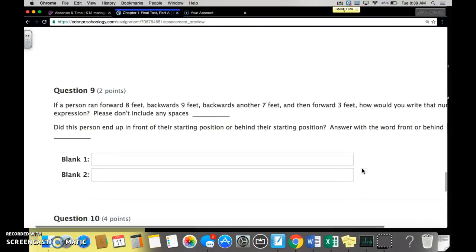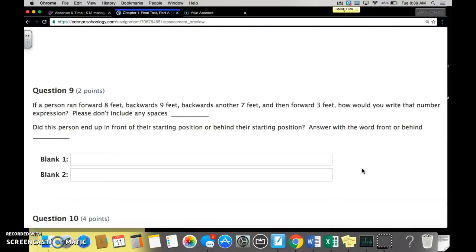Number nine, you have a word problem. So read the word problem, and then the last part of the first part says, how would you write that number expression? Don't include any spaces. So you're going to read through this, and then you're going to write me a number expression of how you would put that in a number sentence.